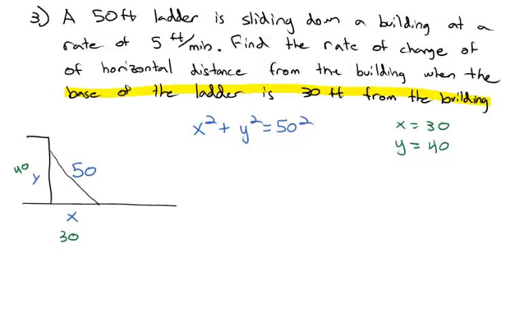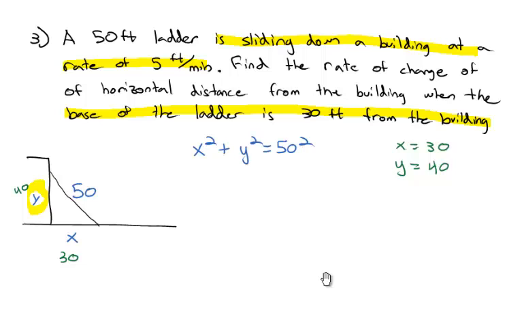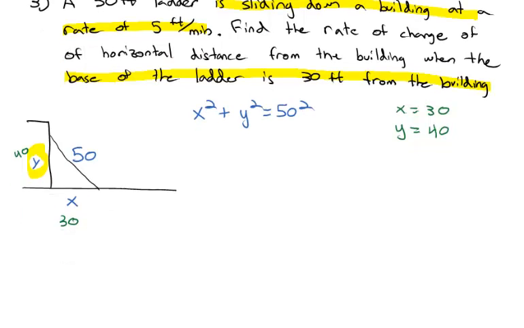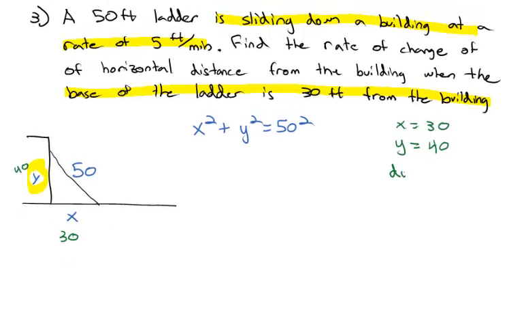The other piece of information we're given is it's sliding down the building at a rate of 5 feet per minute. Down the building, that's the change in the y. That's how the y is changing, going down the building. So we will say dy dt, the change in y, is 5 feet per minute, and it's going down. To represent it going down, we'll make it a -5.